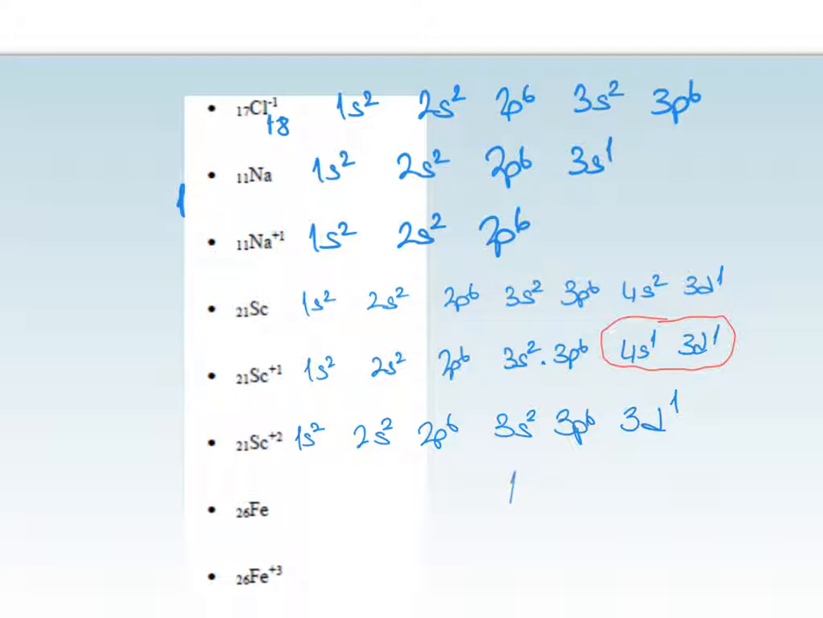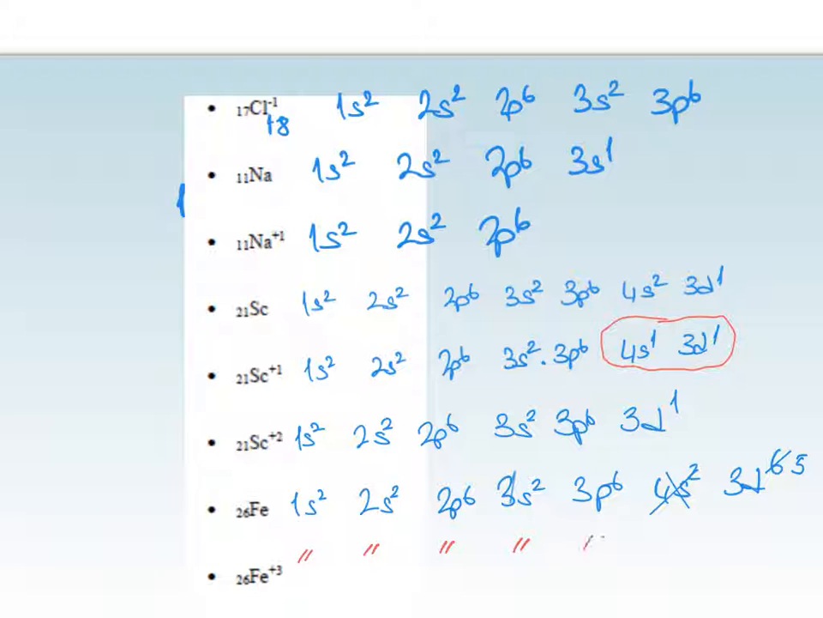Okay, iron: 1s2, 2s2, 2p6, 3s2, 3p6, 4s2, 3d6. Now if this is iron 3+, this means that you have to take off 3 electrons. These 2 electrons are going to be taken off from here and 1 from here. So this will all vanish, and you're going to end up with 5 here. So the final electron configuration will be 1s2, 2s2, 2p6, 3s2, 3p6, and then comes 3d5 here.